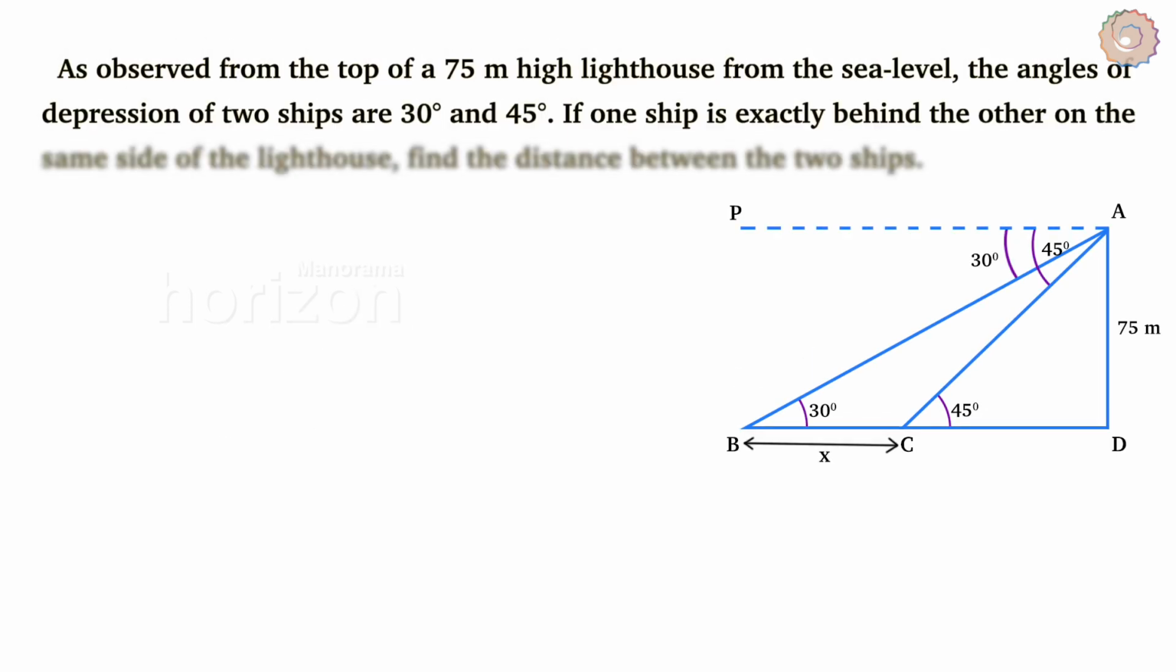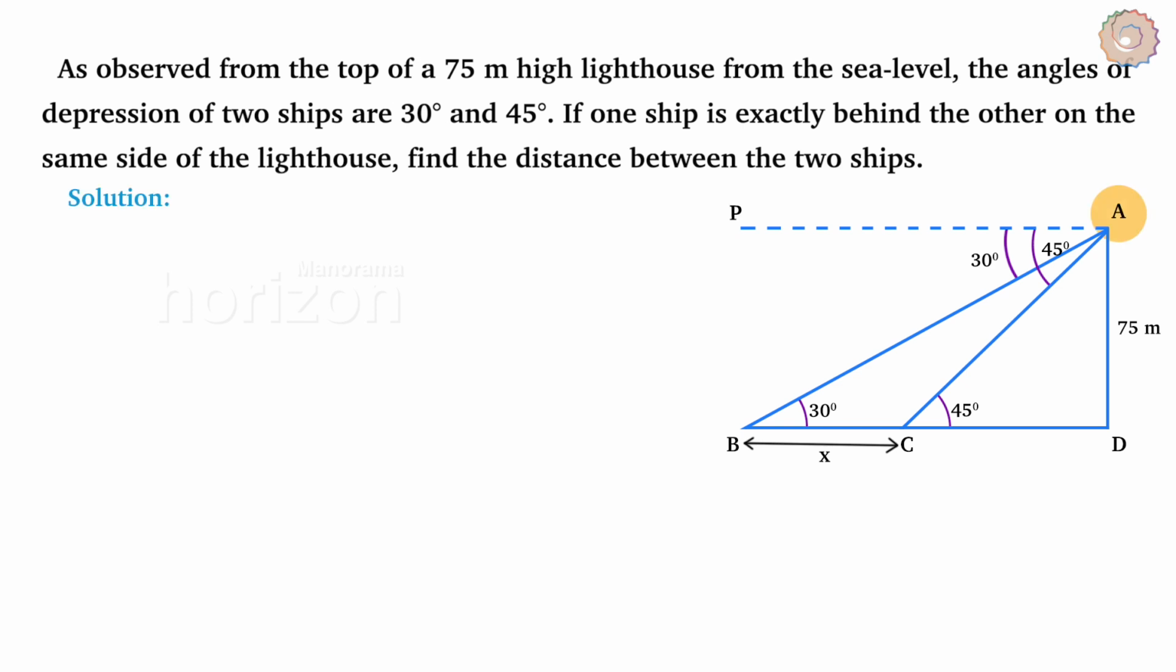As observed from the top of a 75 meter high lighthouse from the sea level, the angles of depression of two ships are 30 degree and 45 degree. If one ship is exactly behind the other on the same side of the lighthouse, find the distance between the two ships. From the question, we identify that this is a problem related to the angle of depression, and let us draw the figure accordingly.